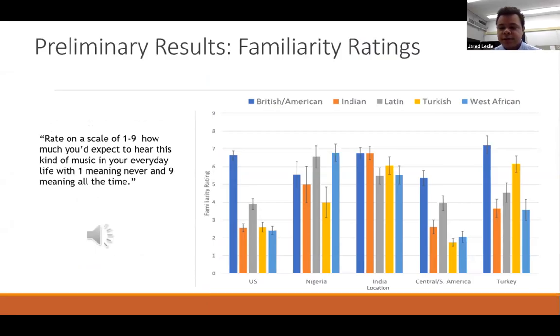All right, so for the preliminary results of what we found for familiarity ratings, we asked participants to rate on a scale of 1 to 9 how much they'd expect to hear this kind of music in their everyday life, with 1 meaning never and 9 meaning all the time. Then we came up with a medley of songs for each of the 5 cultures, and using this medley, we use short 2-second segments to give the participants an understanding of that region's musical genre.